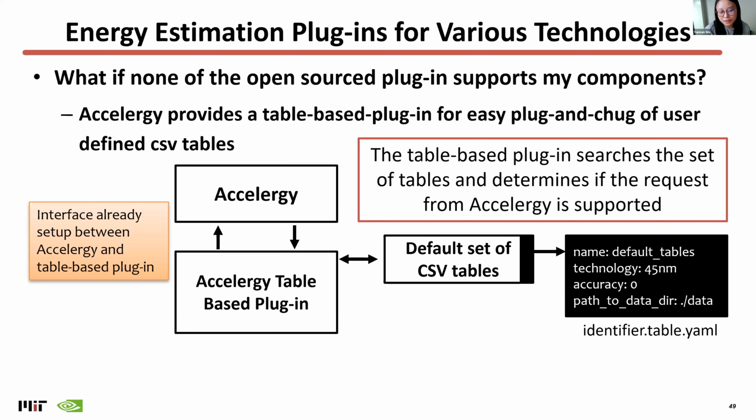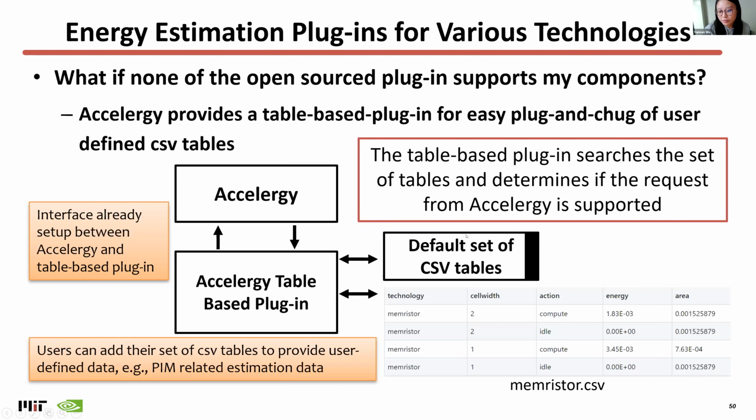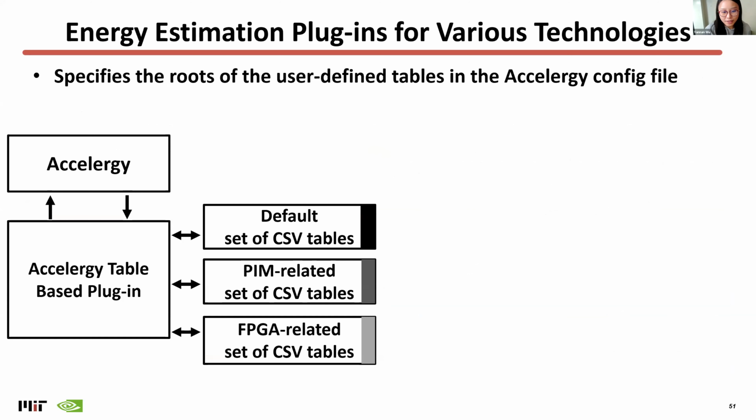And how this works is basically we have this provided Accelergy table-based plugin, and we already gave you a default set of CSV tables. You can provide your own CSV tables. So for example, if you are working on processing memory-based accelerators, you could provide a CSV table for energy estimations of memory-based designs. And in this case, Accelergy will be able to pick up your table for the energy estimation. And of course, you could have different tables for different purposes, and Accelergy will appropriately use the corresponding table for the energy estimation of different architectures.